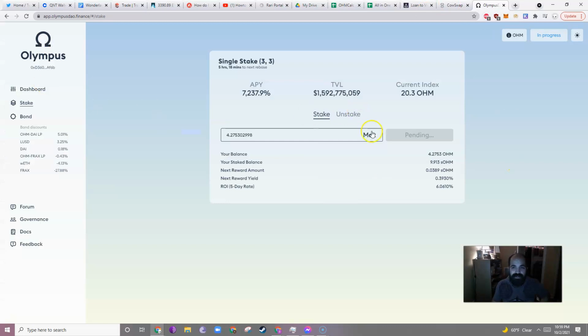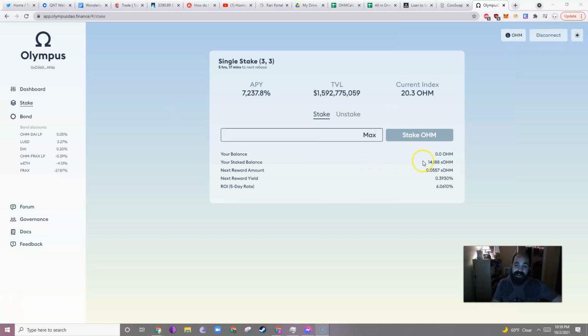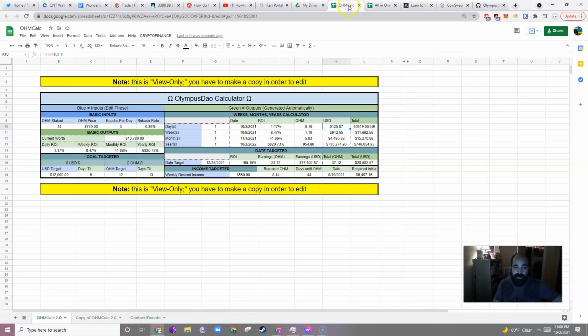So let's look. Max, pending, in progress. If I click here, I can see if it's actually still pending. It is. Totally fine. And there you have it. So now I have 14.118 staked instead of just the 9.9, which means if I go over to my calculator and look at OHM per day, I'm making 0.16 OHM per day, or 1.19 OHM per week, versus these numbers, 0.12 and 0.84.